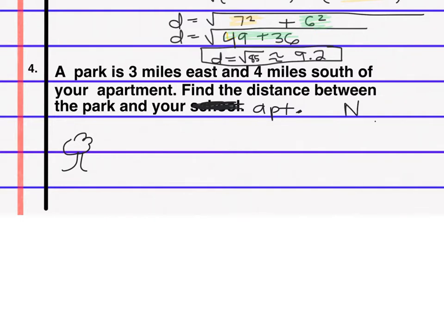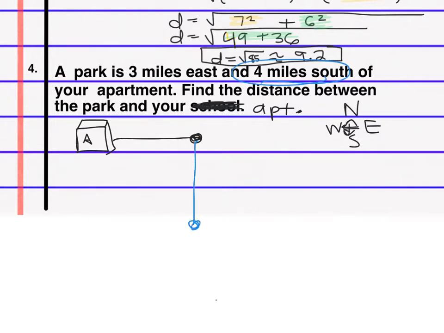Let's just remember our compass. Nobody eats soggy waffles. So east is going to be right. And 4 miles south. I might need to fix my drawing. Let's start with the apartment. Okay, so here's the apartment building. All right, the park is 3 miles east. East is to the right. And 4 miles south. South would be down. So here's the park.